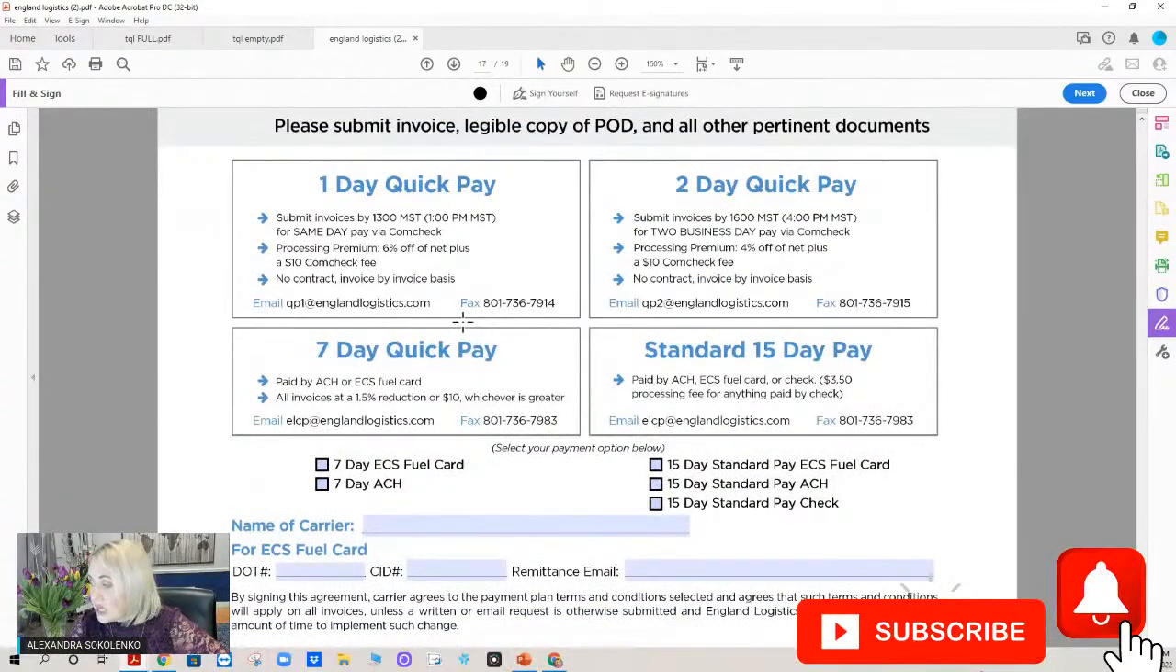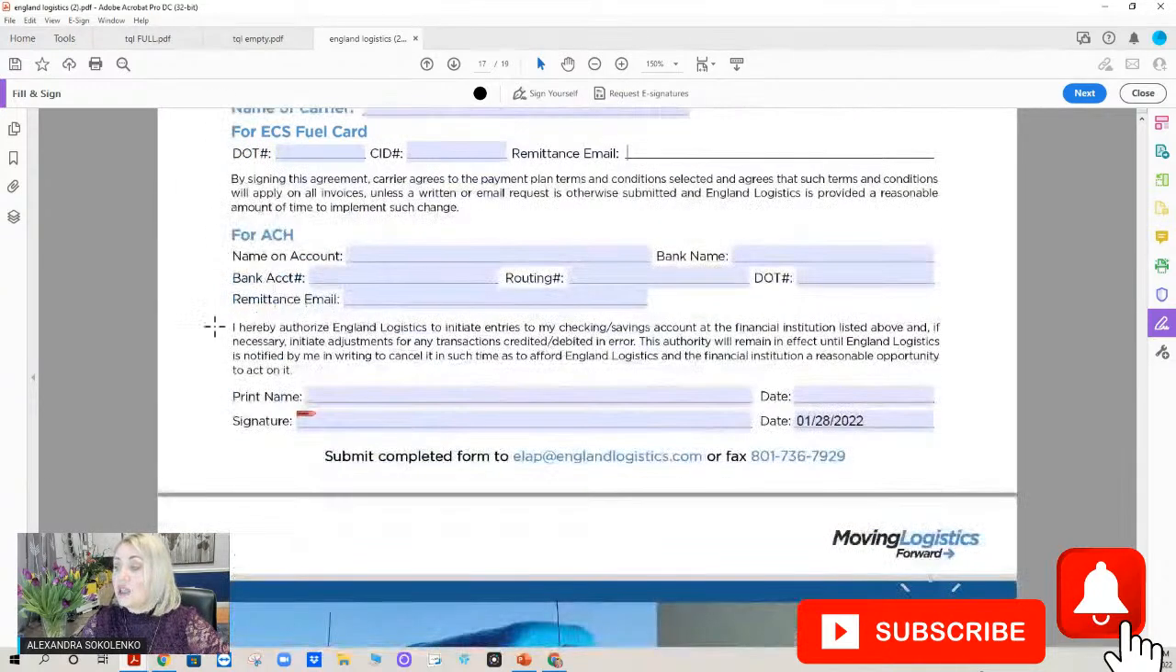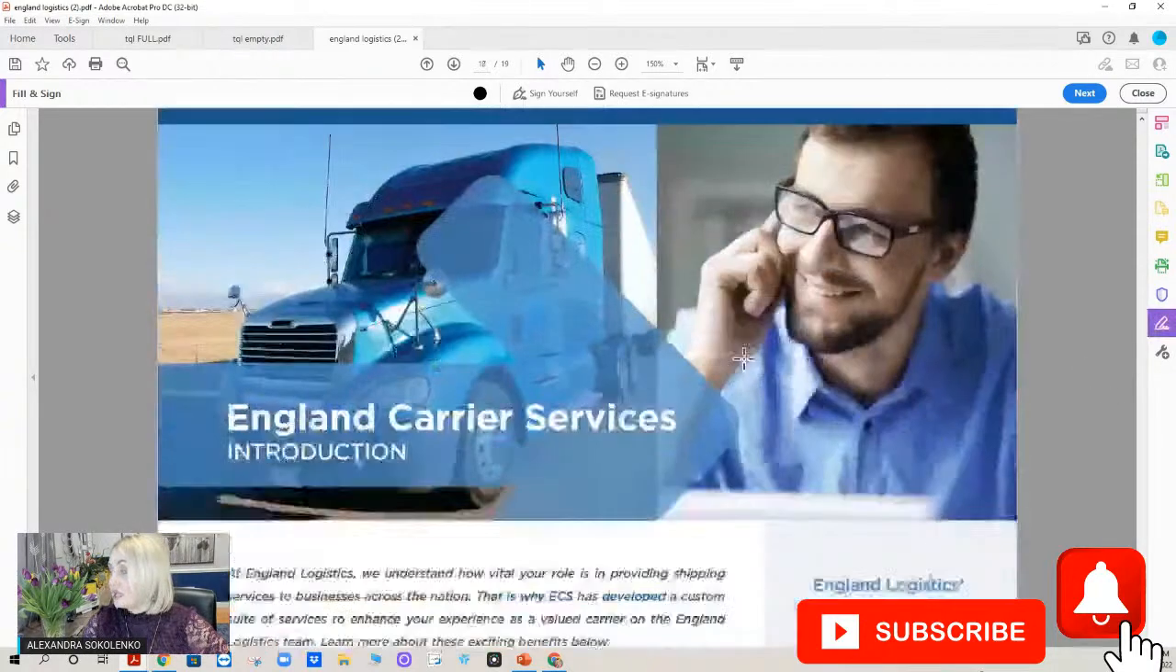So of course, in this case, what do we have? We want to do check. We don't even want to do ACH, because look what's going to happen. They're going to charge us $3.50. Again, name of the carrier, DOT, CID number, email for your carrier, and if you do ACH. Again, you're only going to fill out ACH if you do not have factoring. You will need to have a voided check for your carrier. You will need to have permission to fill this out, and that's how it's done.